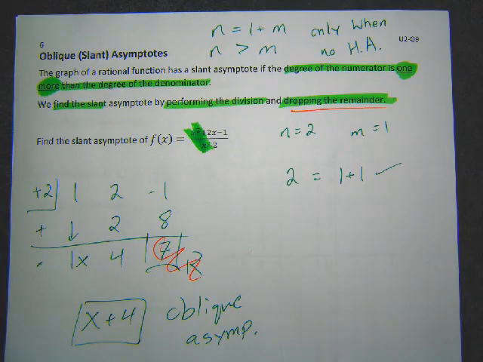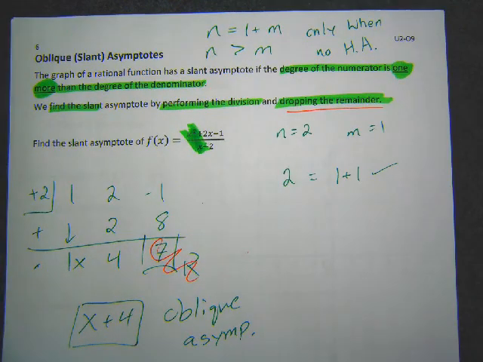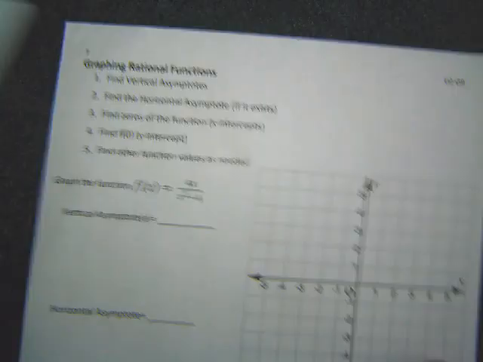Don't worry as much about the oblique asymptote. I really want you to be ready for vertical and horizontal asymptotes. Those are what you'll really see a lot of on the quiz and the exams, the vertical and horizontal.